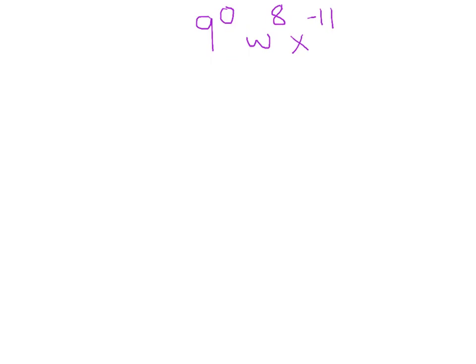Okay, 9 to the power of 0, w to the power of a positive 8, and x to the power of negative 11. I want you to think of each of those as separate things, and they're all being multiplied together. So, what is 9 to the power of 0? Anything to the power of 0 is 1. W to the power of positive 8, if it's a positive exponent, we don't do anything with it. And then if it's a negative exponent, it would be 1 over x to the power of positive 11.